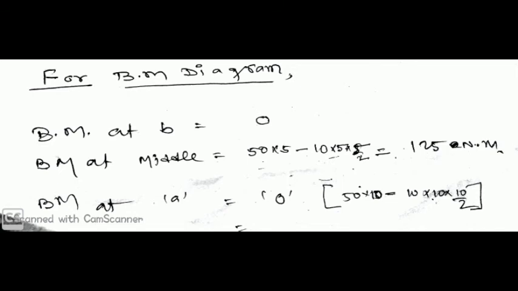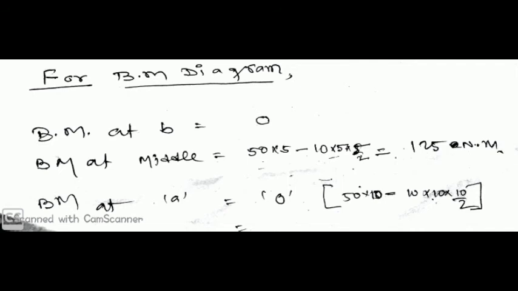Total moment is equal to 50 into 5 minus 10 into 5 into 5 by 2, which is equal to 125 Newton meters.